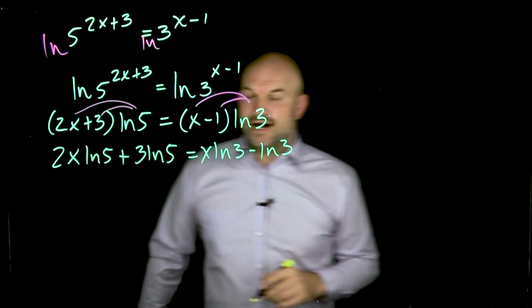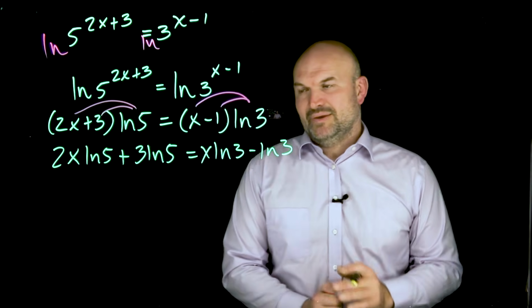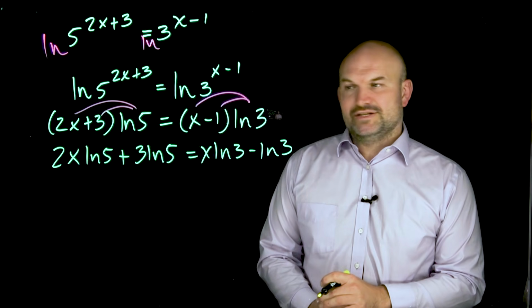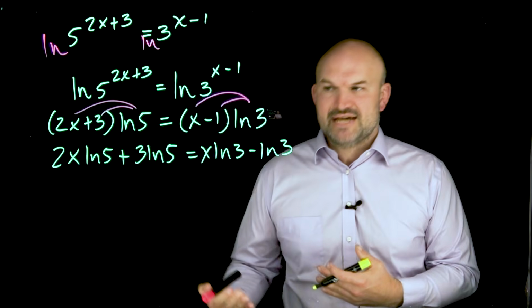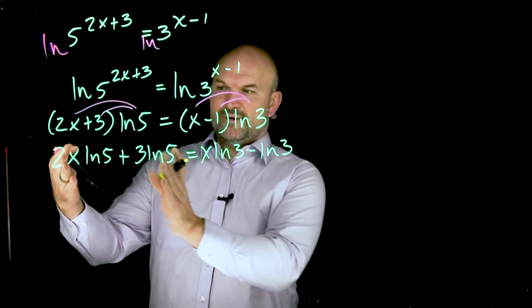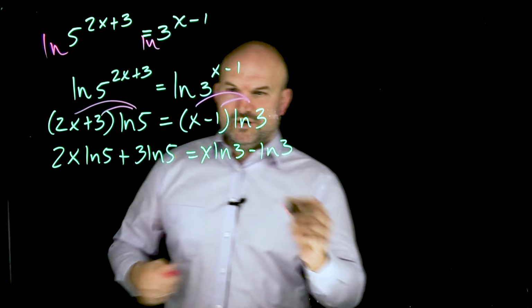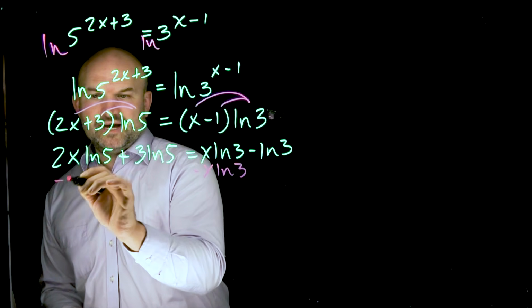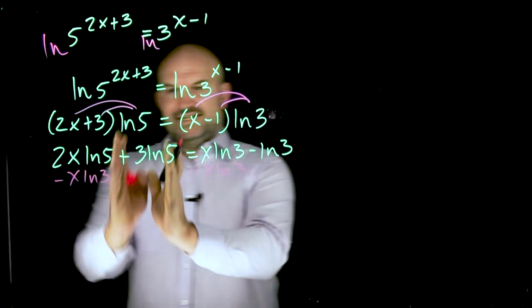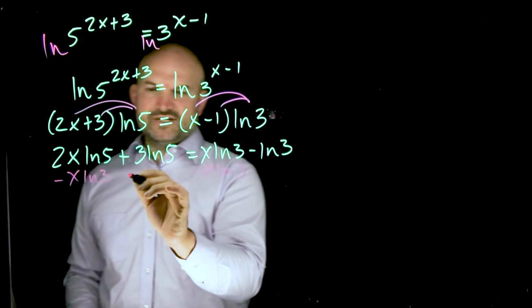Okay, so now it looks like I have a lot going on here. But I think the main thing that we need to remember when we're trying to solve for x, ladies and gentlemen, is we just want to get the x's to the same side, right? So if I pretend I want my x's over to this left-hand side, what I'm simply going to do is just subtract an x ln of 3 over this way. And then I'm going to get this 3 ln of 5 over to this other side.